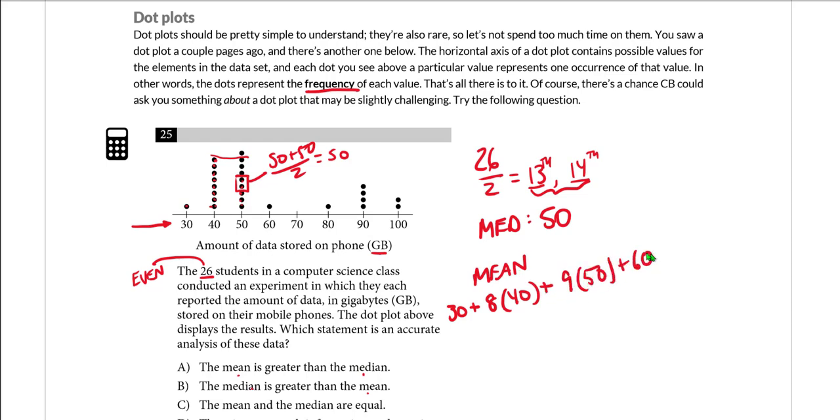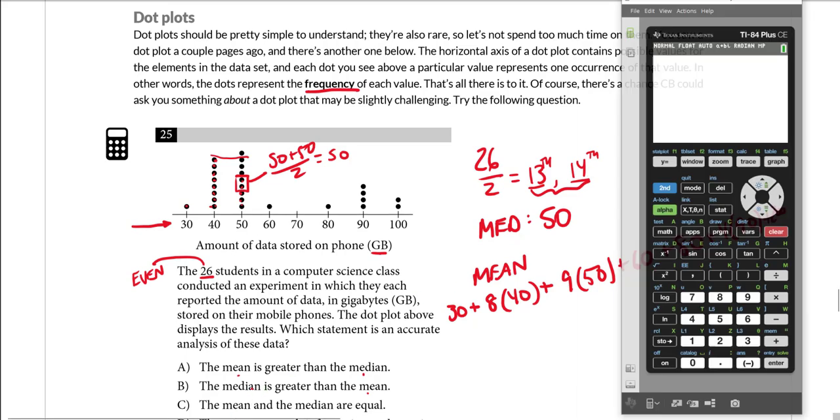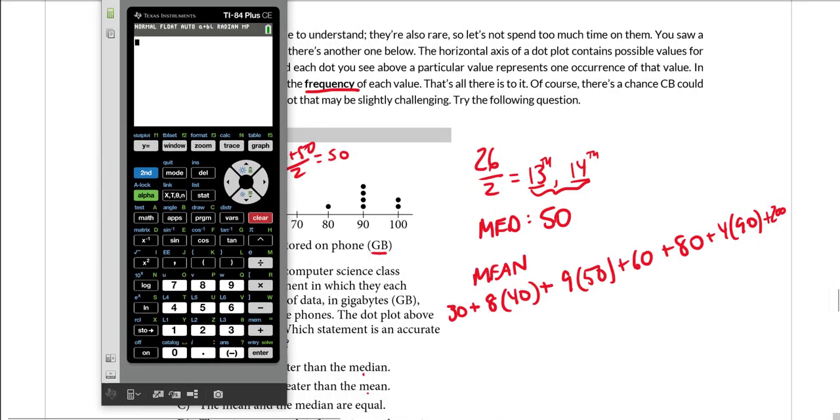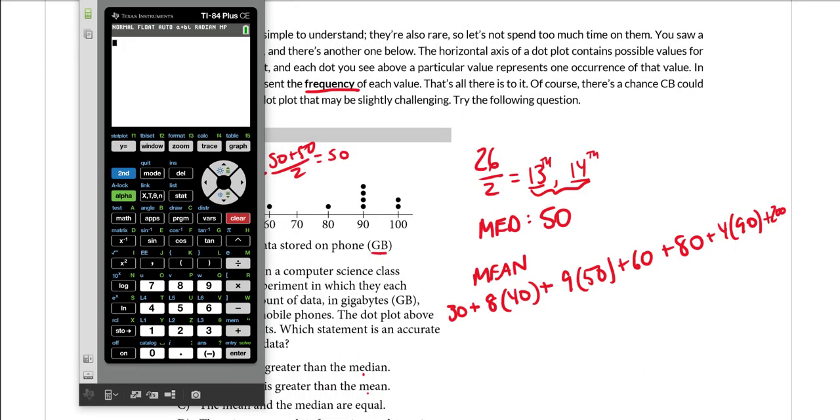There's going to be 160. There's going to be 180. There's going to be 4 90s. And there's going to be 200s. I'll just write 200 there. And now what I'm going to do is I'm going to go right into my calculator. I'm going to add all of those up. I'm going to get a sum, and then I'm going to divide by 26, which is the number of numbers that I'm adding.